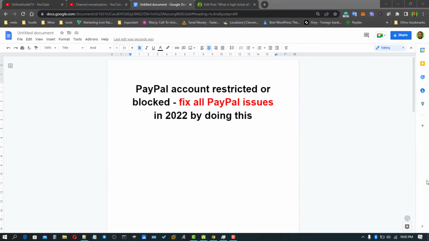So you just got blocked by PayPal, or maybe your PayPal account was restricted, or probably you're trying to link your Payoneer account or Wise account or any other US-based account to your PayPal account, but you are finding it difficult to do so. Or probably you're trying to verify your PayPal account and raise your limit. If you're trying to do all these things and you're finding it difficult, then this video is for you, because I'm going to actually answer most of these questions.